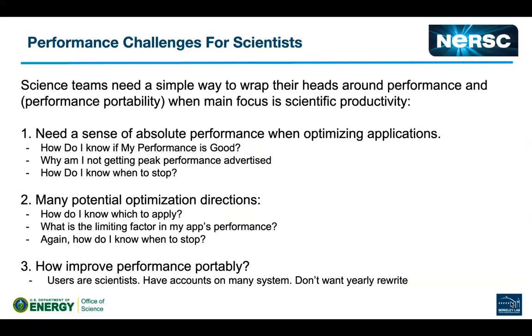When you have an architecture like KNL or GPUs, there are multiple architectural features that may be limiting your performance. How do you know which potential optimization direction to apply, and what is the limiting factor in your performance? And how to improve performance portability. So users are scientists. They have accounts on many systems. They don't want to have to rewrite their code every 2 to 3 years as a new system is brought in. And so they want to think about both the portability and longevity of their application.